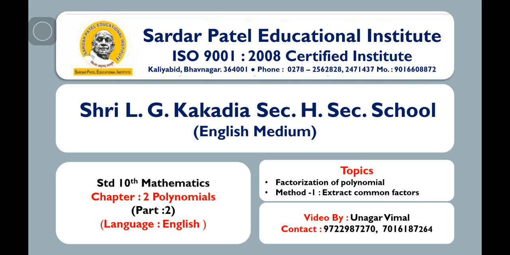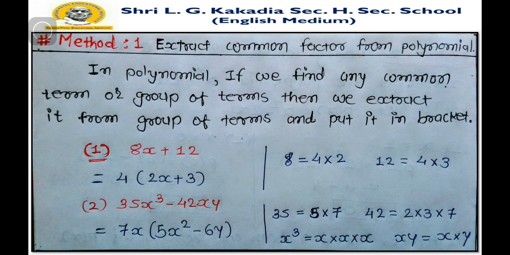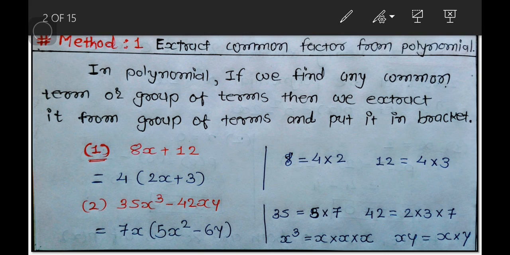In factorization of polynomials we are going to study method number 1, extracting common factors from a polynomial. So here our method number 1, extracting common factors from polynomial, that is, how can we extract a common factor from a polynomial. So if we have a given polynomial, then we first see how many common factors we can extract.